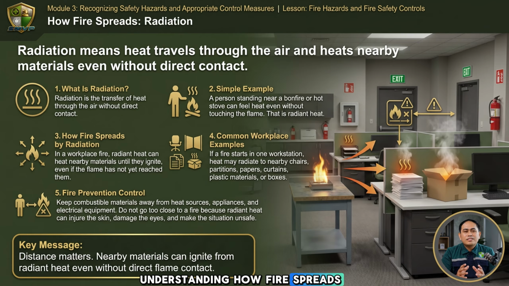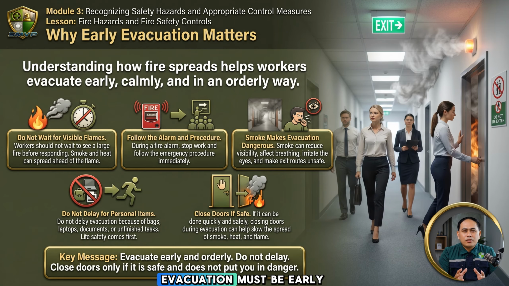Understanding how fire spreads helps us understand why evacuation must be early and orderly. Sometimes employees think, small smoke lang naman, or maybe false alarm lang. But in fire safety, we do not wait for confirmation by sight. We follow the alarm and emergency procedure. Fire can spread faster than people expect. Smoke can reach areas before flames do. Visibility can drop. Breathing can become difficult. Exit routes can become unsafe.